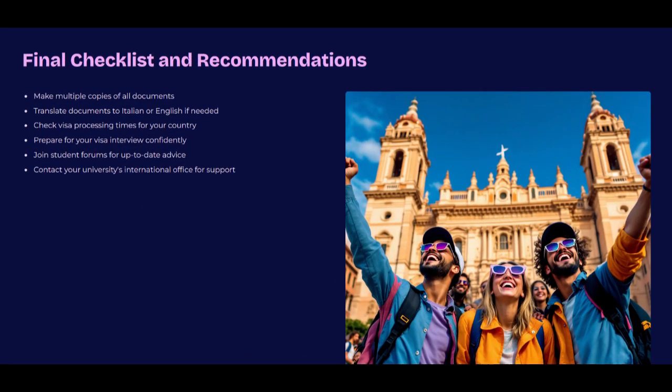And for the final checklist and our recommendation, we will describe something like: you should make multiple copies of all the documents, like 2 or 3 photocopies of every document, like passport, your admission letter, enrollment letter, DOV or academic documents, except the bank statement and bank balance certificate. Make copies of every document. Then translate all the documents. If they are not in Italian or English, then translate all the documents to Italian or English. And after that, check the visa processing time.